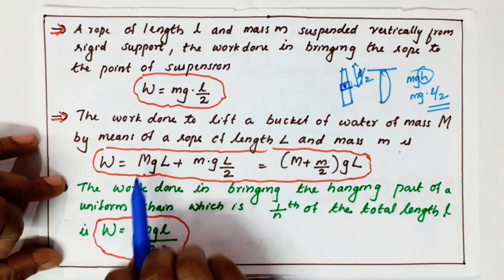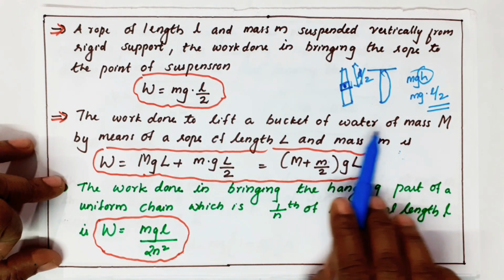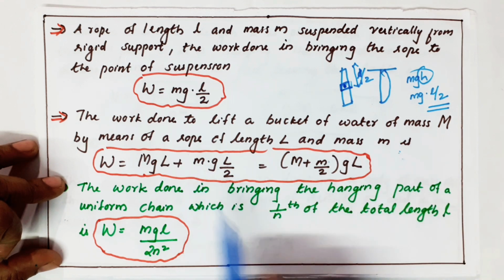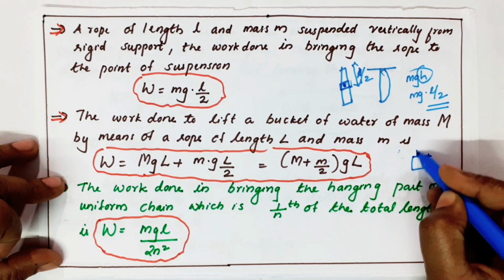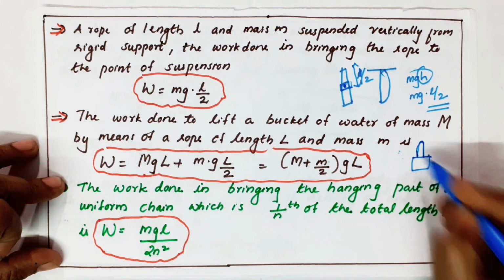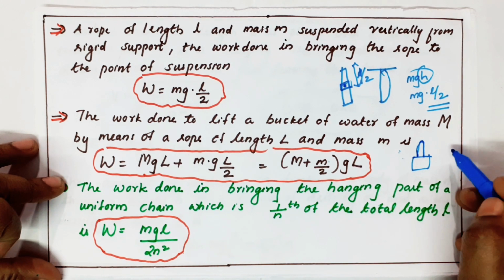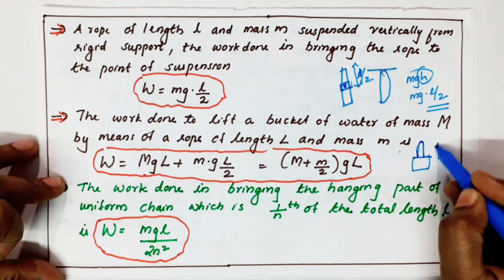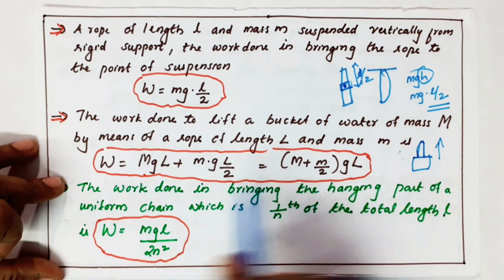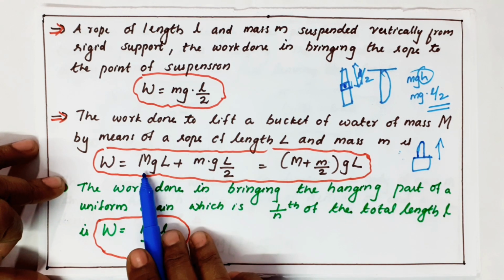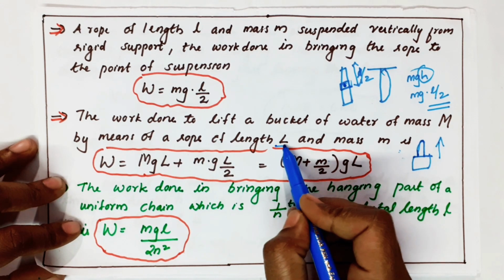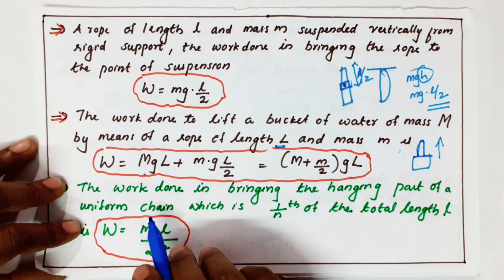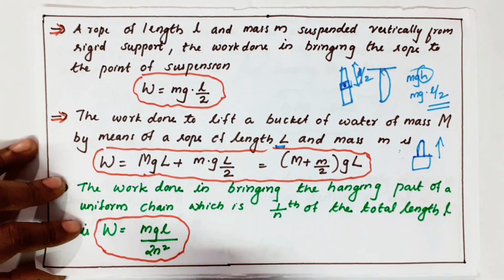Another one. The work done to lift a bucket of water of mass m by means of a rope. We have a bucket. Okay. We are taking this bucket with the help of this rope, and we are lifting the bucket going against gravity. Right. So here I can take W is equal to mg into L, they have given the length as L. So how much should it go? L. So when you are taking it, two cases will be there.